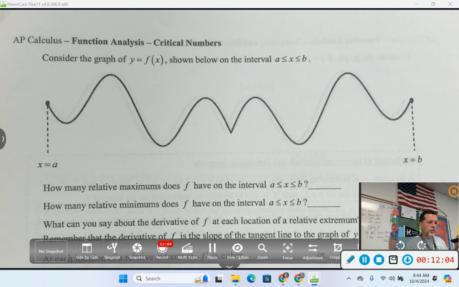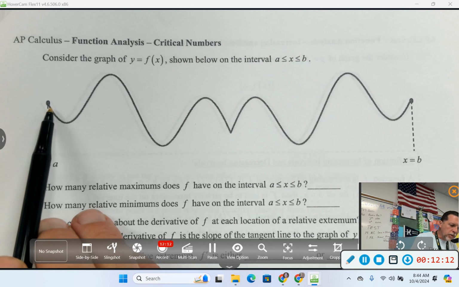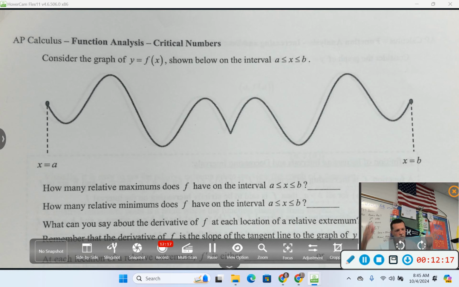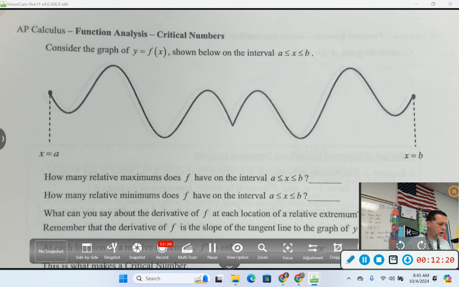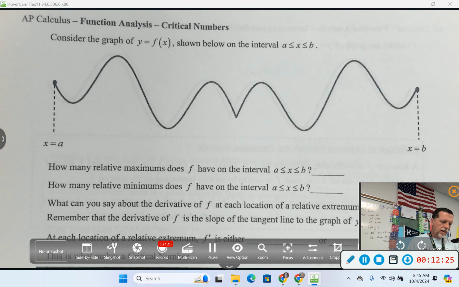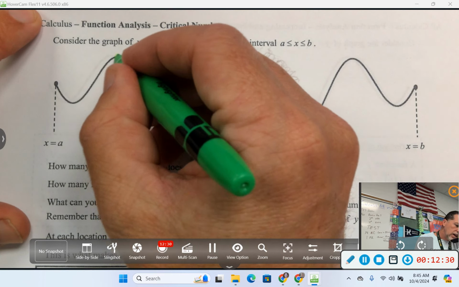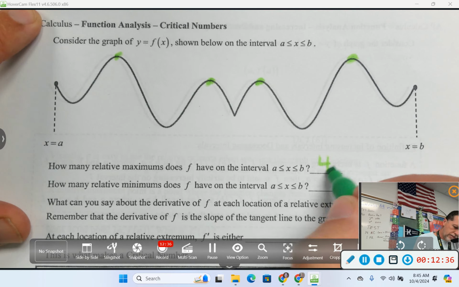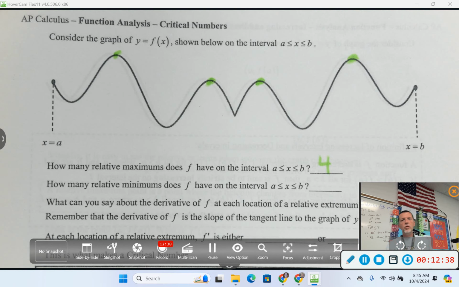Alright, critical numbers. Consider the graph shown on the interval A to B. You might notice this one has endpoints, so we're not drawing arrows or even thinking about arrows, as we're limited to A to B. How many relative maximums does f have? So how many tops of hills are there between A and B? 1, 2, 3, 4. Four tops of hills, four hills, four mountains.